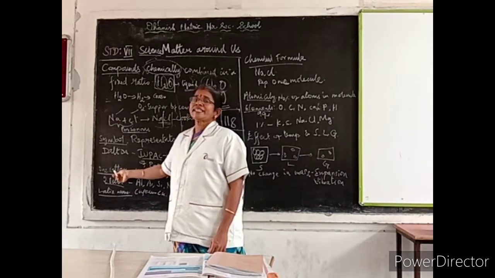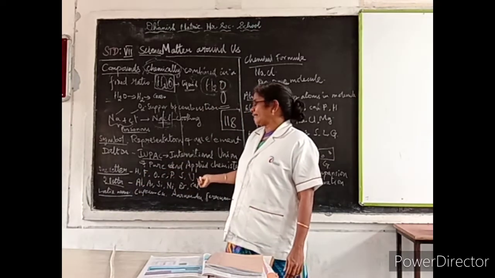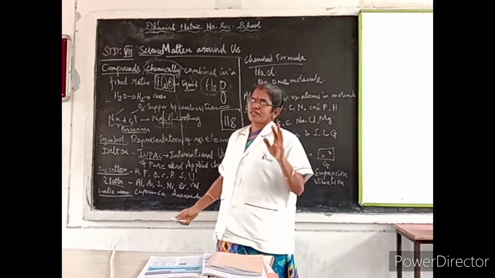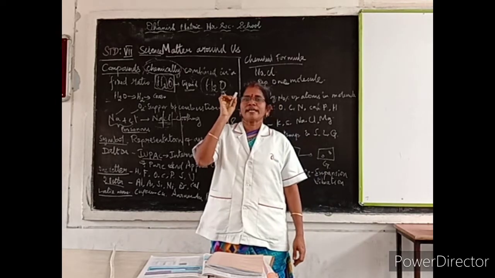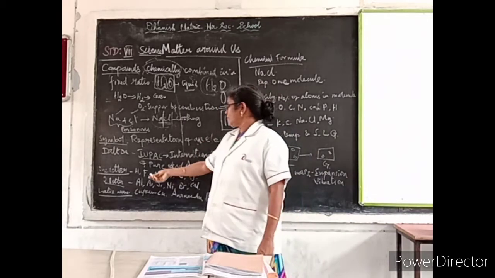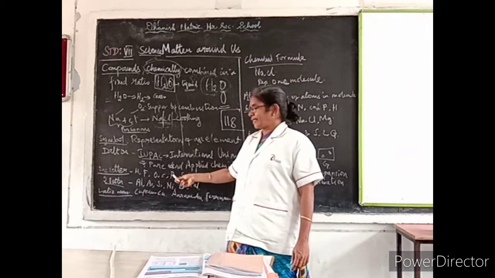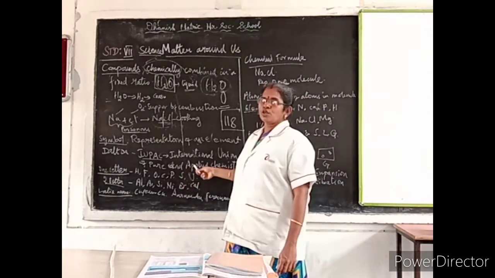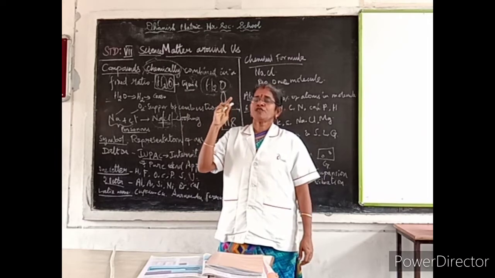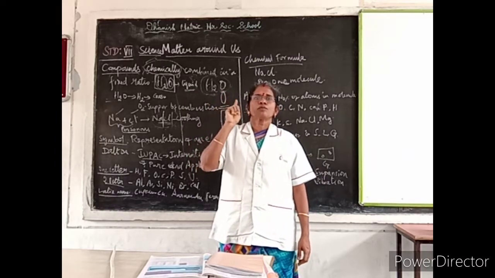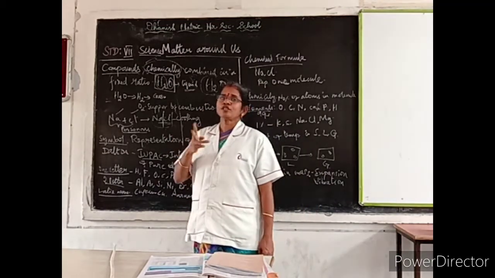The first way is writing one letter. These are some examples of writing one letter as the symbol. If the element is hydrogen, the first letter H is the symbol. You have to write capital H. Similarly fluorine F, oxygen O, carbon C, phosphorus P, sulfur S, uranium U. The first letter is taken as the symbol. If you are writing only one letter, it should be a capital letter. Clear?